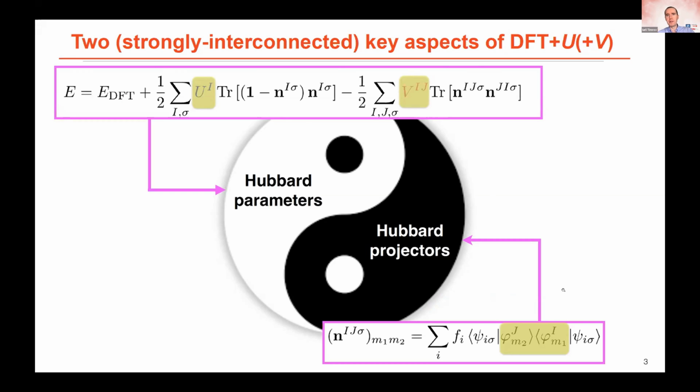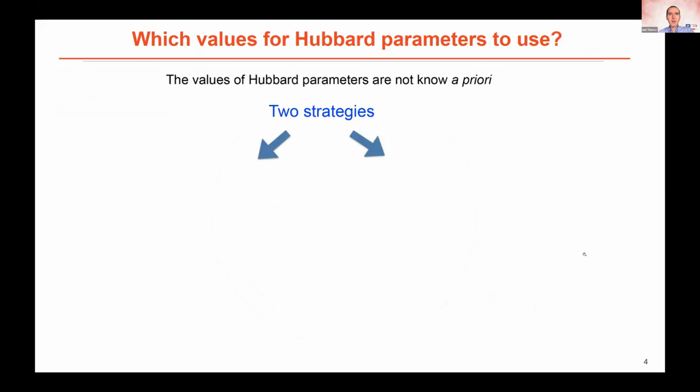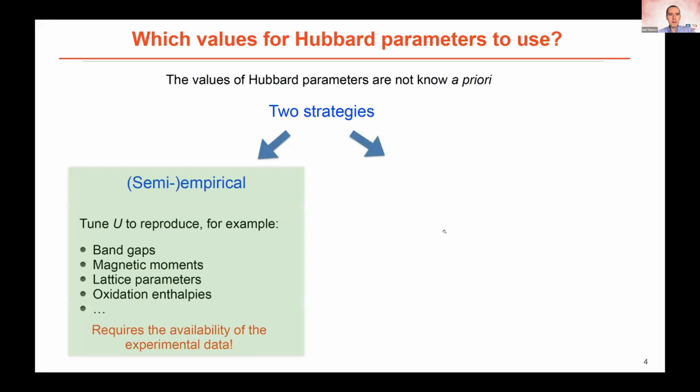So let's first talk about Hubbard parameters and how to determine them. The values of Hubbard parameters are not known a priori. The theory doesn't tell us what the values are. There are two famous strategies to determine them. The first strategy, historically used first and one of the most used in the community, is the semi-empirical determination of Hubbard parameters. We tune the Hubbard U parameter such that we reproduce some properties of interest, such as band gaps, magnetic moments, lattice parameters, oxidation enthalpies, and so on.